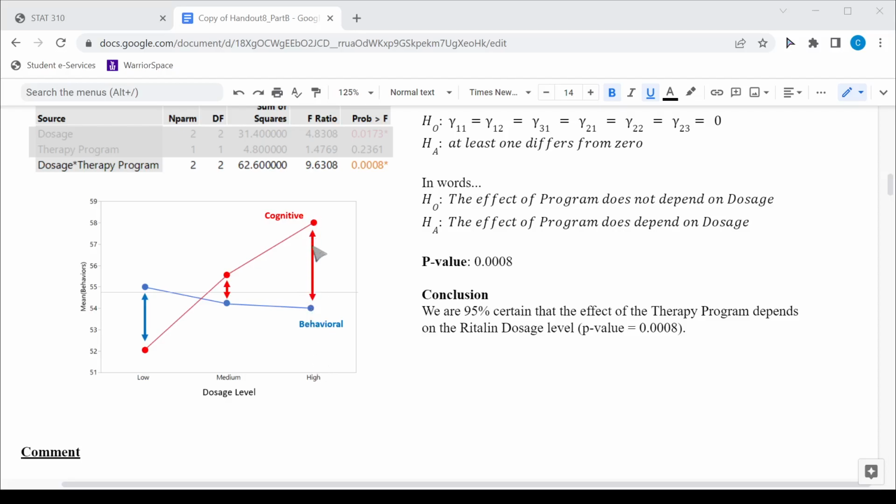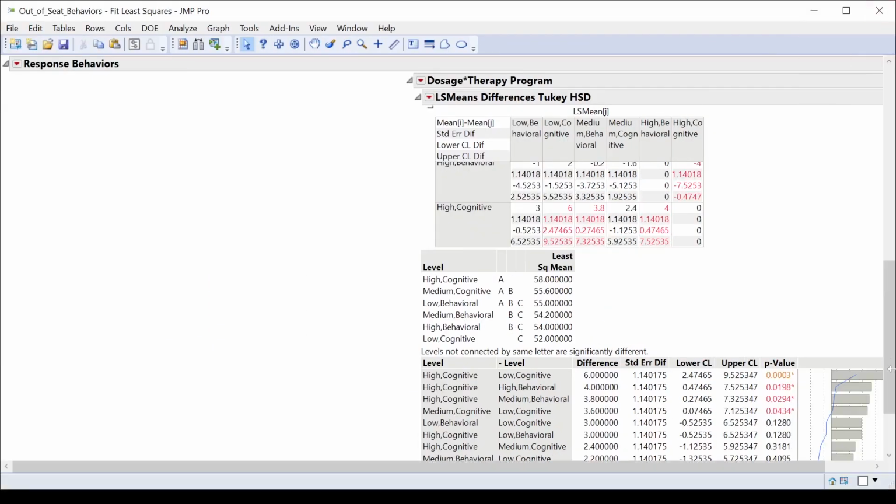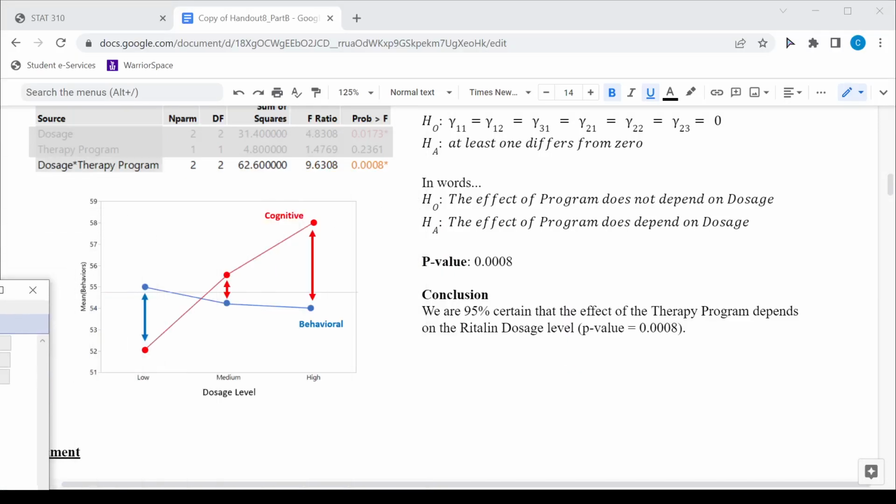If that's the case, and I have a kid that's on the high dosage level of Ritalin, I should encourage the school administrators or the parents or whatever that this particular child be put in the behavioral treatment program, because I can see that this gap is real here. All right, this p-value, this one right here, 0.0198, is saying statistically this gap is real. So I should put a kid in the behavioral treatment program. They're going to benefit from that in terms of their out-of-seat behaviors more than if we were to put them in the cognitive therapy program.